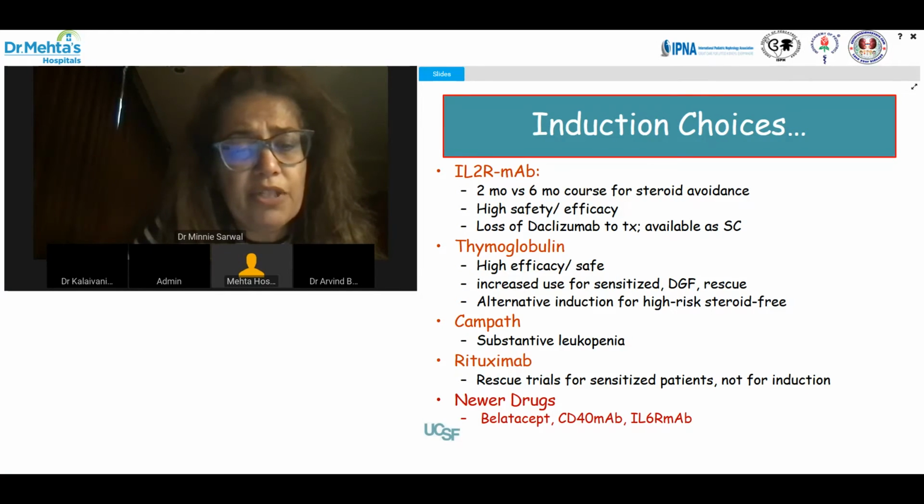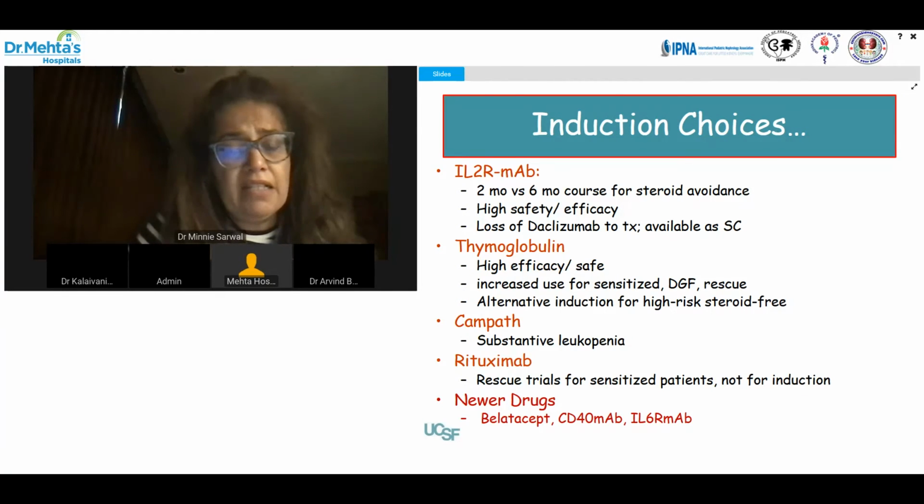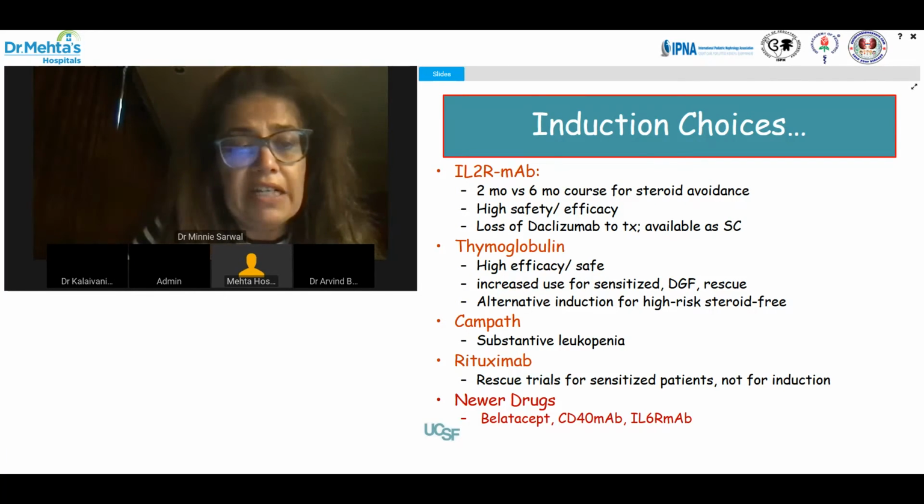Campath has been used in very few programs for children. It actually results in substantive leukopenia, which persists for far longer than we see with thymoglobulin. And this increases the risk of infections, especially, as we discussed earlier, in the virally naive pediatric patients. And so therefore it is not used extensively in pediatrics.